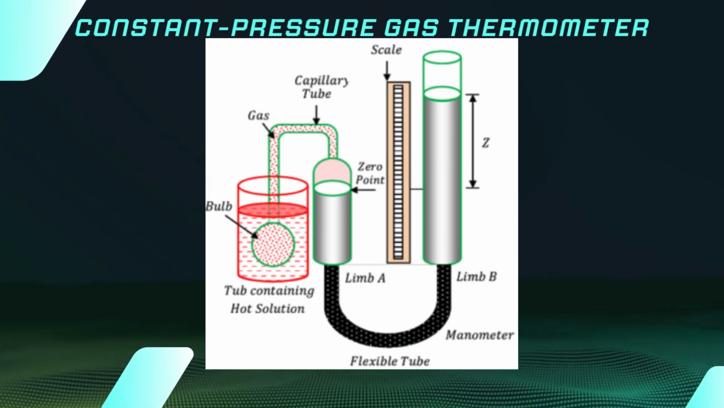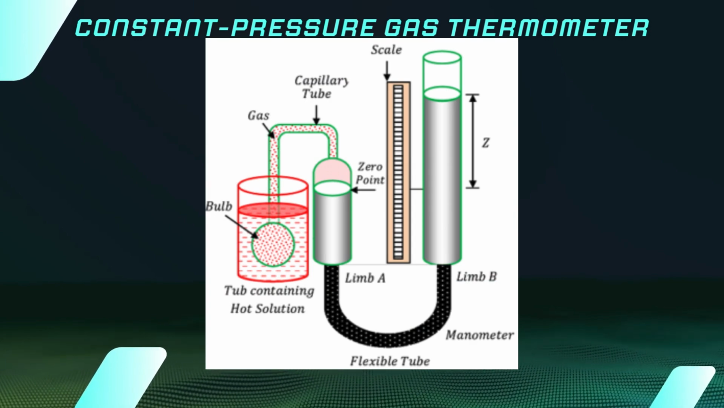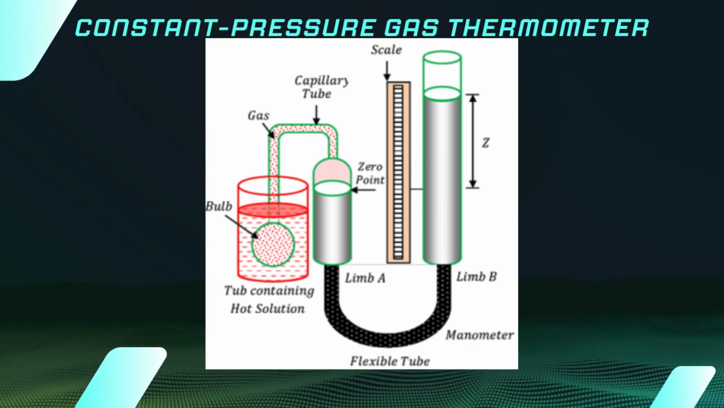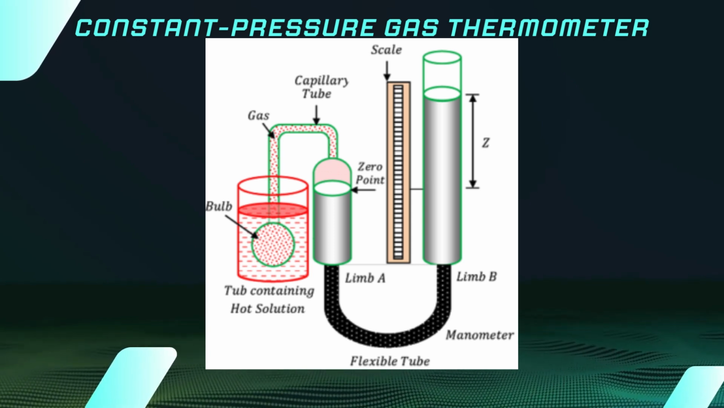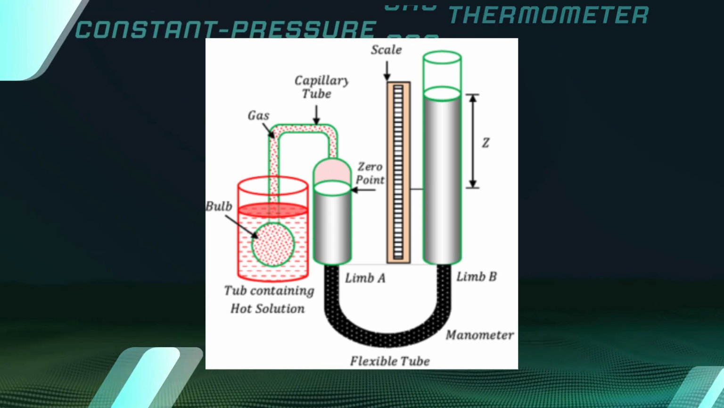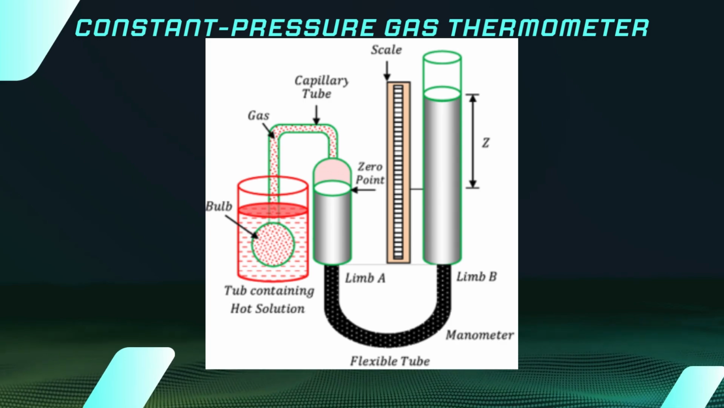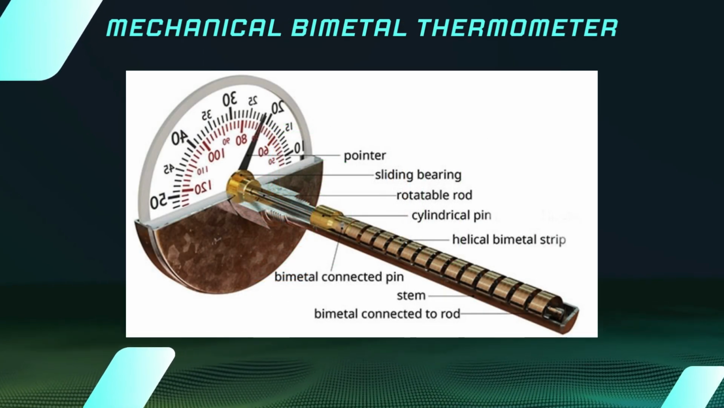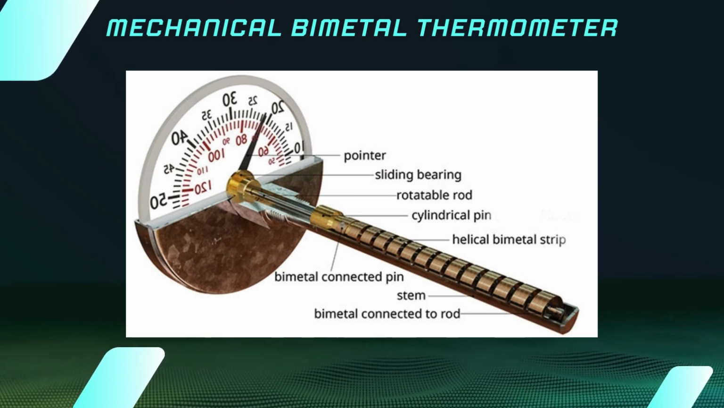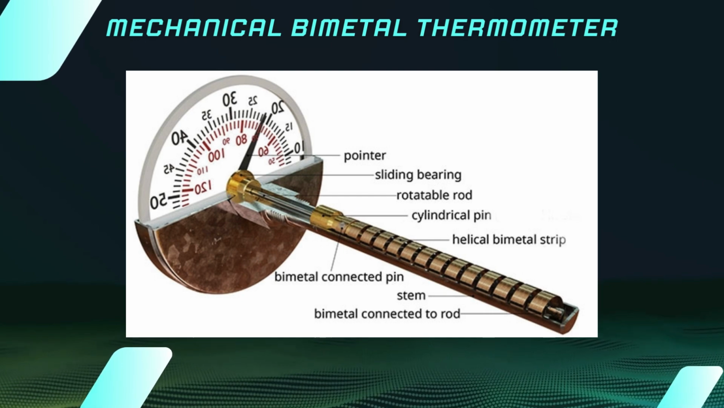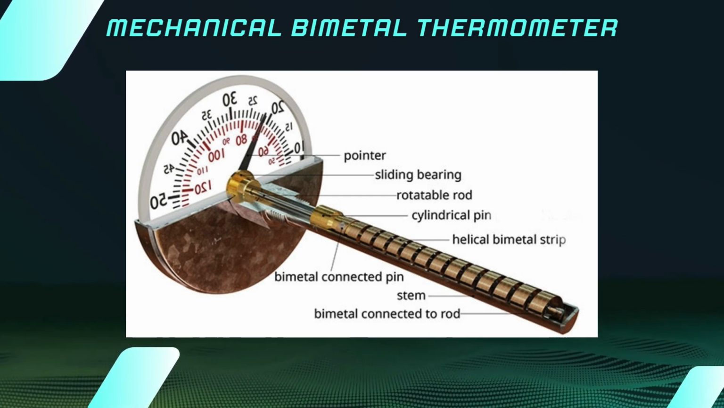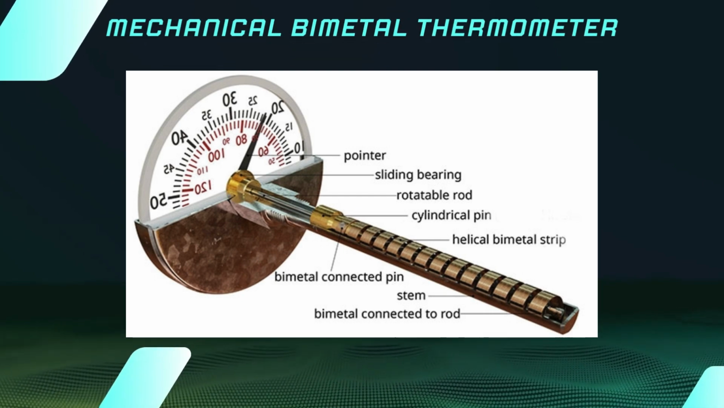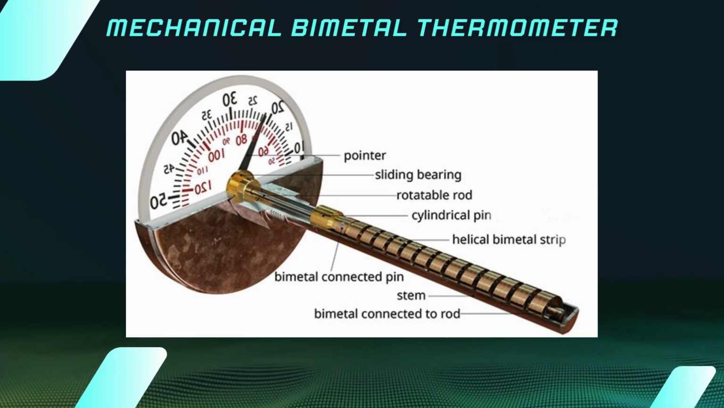The constant pressure gas thermometer consists of a sealed glass bulb containing hydrogen or helium joined to a pressure gauge via a capillary tube. The pressure gauge is also joined to a mercury reservoir lined with a scale via a flexible tube. The components of a mechanical bimetal thermometer are a pointer, sliding bearing, rotatable rod, cylindrical pin, and bimetal connected pin, helical bimetal strip, stem, and bimetal connected to rod.